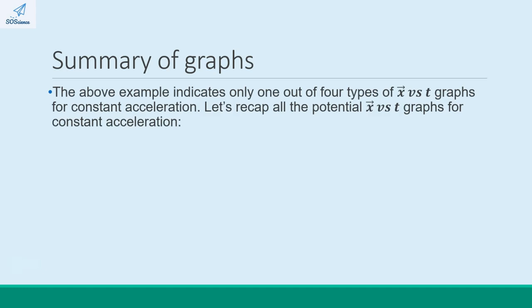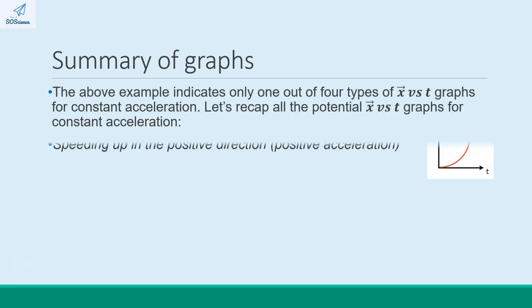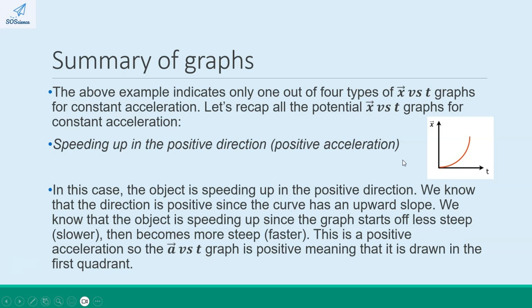Now, this example indicates 1 out of 4 types of position time graphs for constant acceleration. So let's go through all 4, starting with this one that we've already covered. This shape over here represents a speeding up in the positive direction. And remember that a plus and a plus makes a plus. So this actually represents a positive acceleration. So in this case, the object is speeding up in the positive direction.